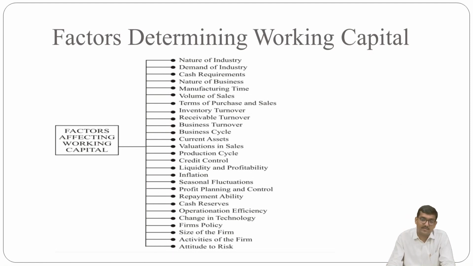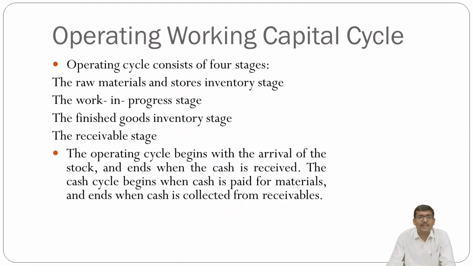So, my dear friends, these are the different factors which determine working capital and affect your working capital. Now, let's talk about the operating working capital cycle. The operating cycle consists of 4 stages. First stage is raw material and store inventory stage. Second is the work in progress stage. Third is finished goods inventory stage, and fourth is receivable stage.